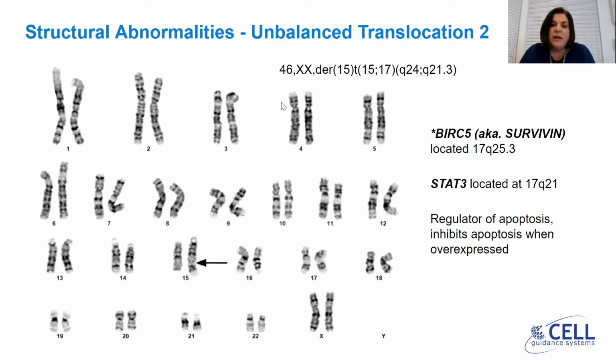The gene involved here is BRCA5 or survivin, which is located at 17q25.3, and there's also STAT3 located at 17q21. These both regulate apoptosis, and when they're overexpressed, apoptosis is inhibited.